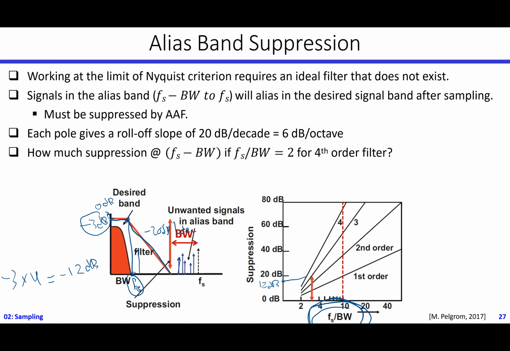If you think that there might be a strong interference, then you should go for a higher order, or you should increase this ratio more. You go for a higher oversampling ratio. Okay. Got it.